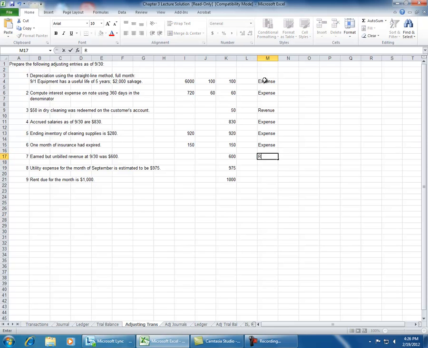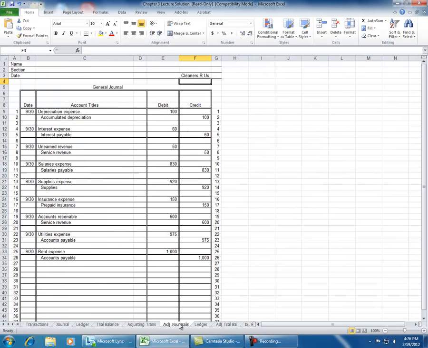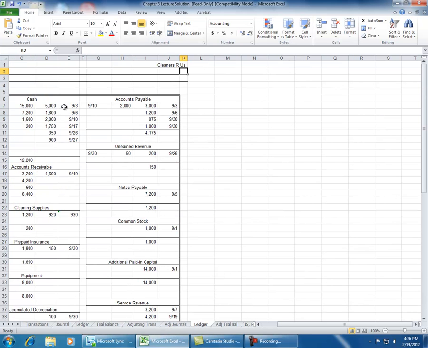Here is something that we've earned as revenue. That's a revenue item. Utilities expense. And lastly, rent due for the month. That's going to be an expense as well. All of those are journaled here. Then they're added to our ledger.